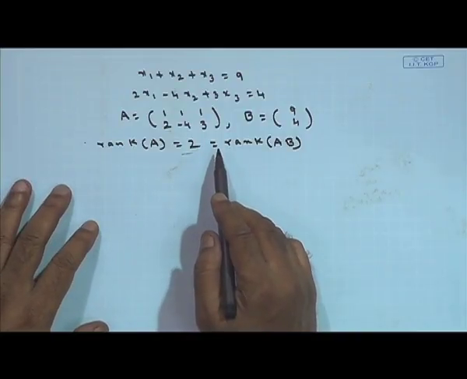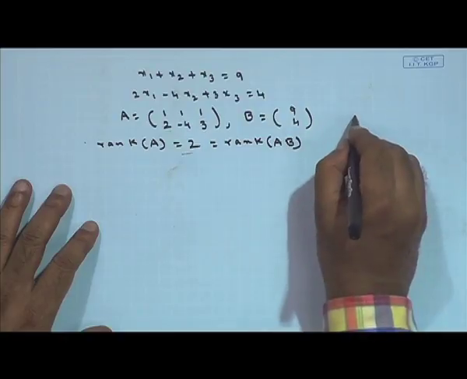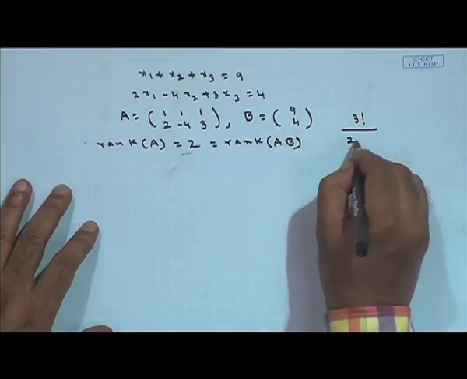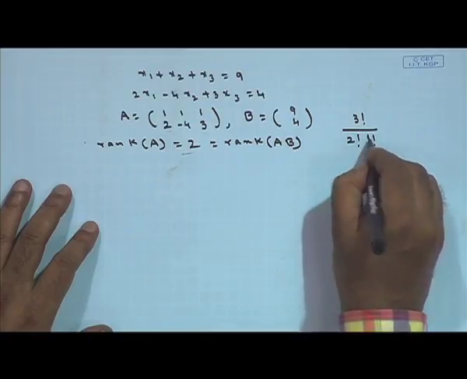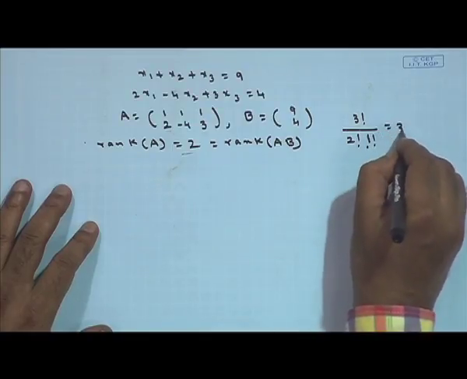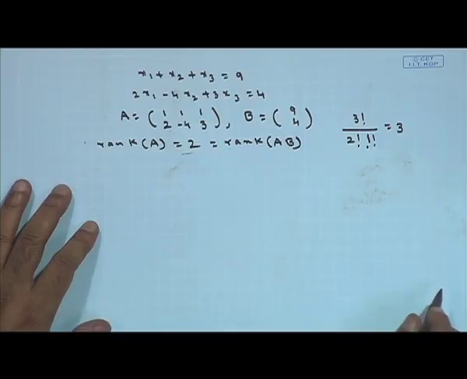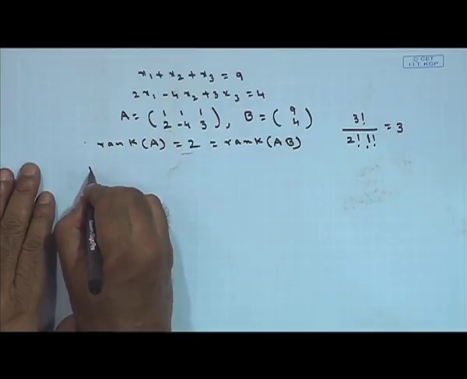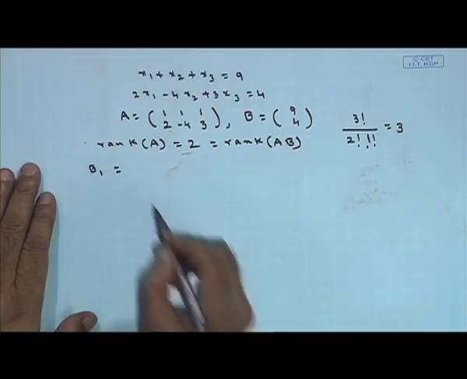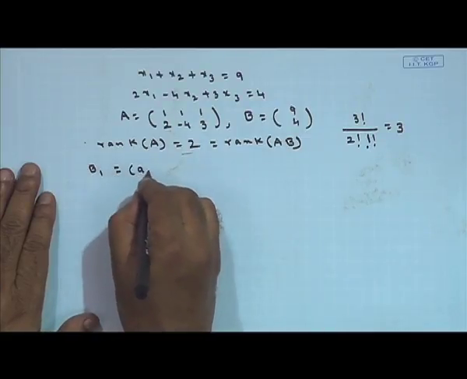So the number of basic solutions here will be factorial 3 by factorial 2 into factorial 1, whose value is 3. So what can be the possible basic solutions from here? I can write down the possible basic solutions like this. One can be A1 comma A2.